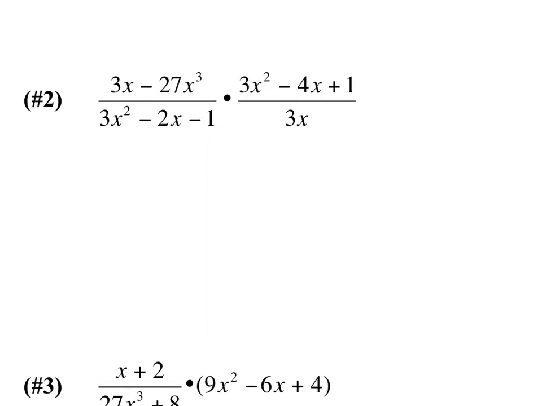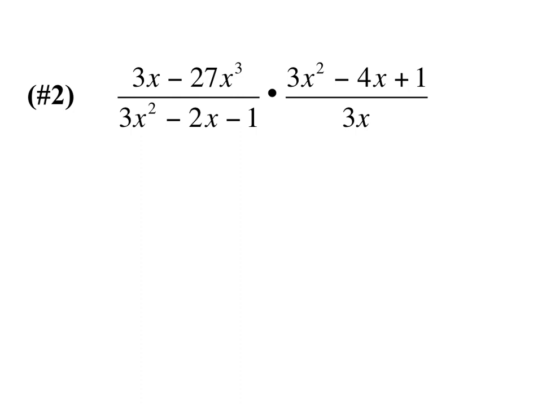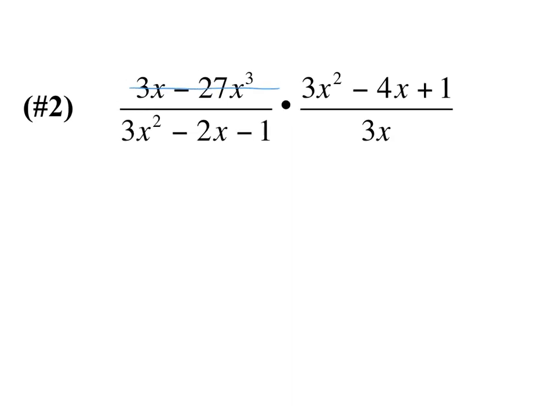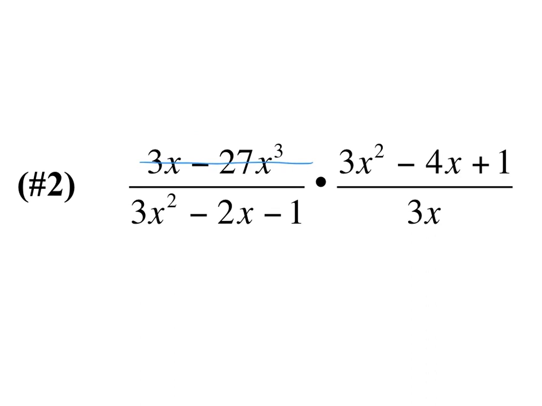All right, number 2, we have 3x squared minus 27x to the third. So we're going to factor each of these expressions, top, bottom, left, top, bottom, right, and see if we can simplify this a little bit. So I'm going to cross this off. What can we pull out of this top left one here? Well, 3x is a GCF, and what's left? Well, we have 1 minus 9x squared.